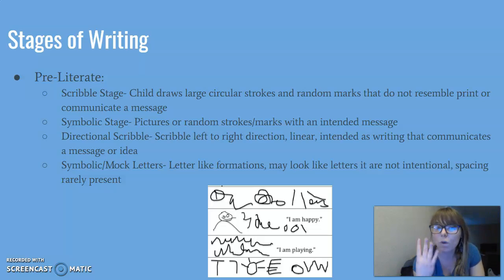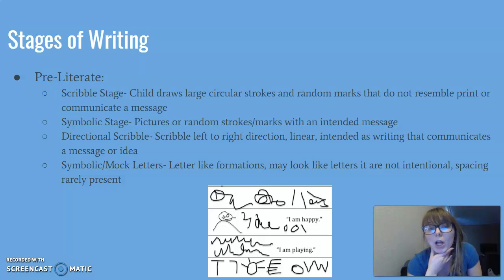This is split into 4 subcategories. The first subcategory is scribble stage. This is when a child draws large circular strokes and random marks that do not resemble print or communicate a message. You see an example of this in the very first picture at the top. So again, they're basically just scribbling.